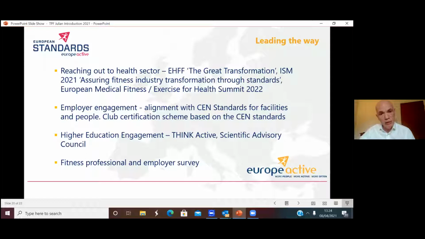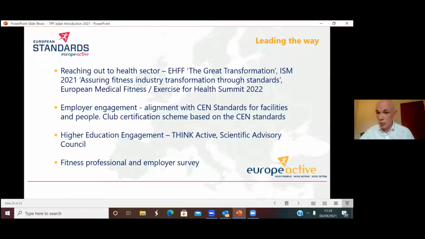More employer engagement. I won't talk in detail about this, but alignment with the SEN standards for facilities and people. There are now some formal standards out there that have been developed by SEN, the European standard setting body, that will allow a club certification scheme based on the SEN standards. Those SEN standards relate to facilities, so what a facility should be doing and look like, but also to people, what should be the qualifications of the people in those facilities. And those SEN standards have actually been based on our own EuropeActive standards, on the sector qualification framework.